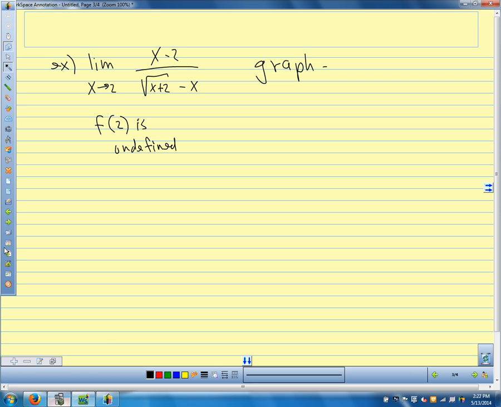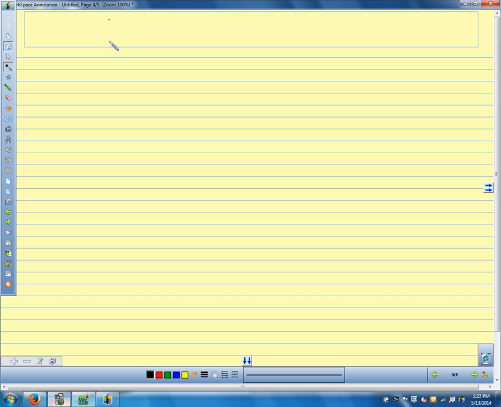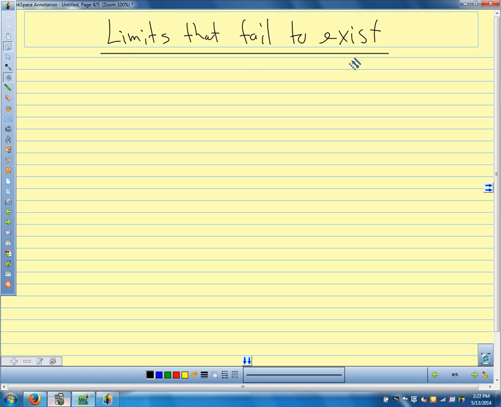We can end up with functions with limits, and we just graphed one actually, limits that fail to exist, limits that do not exist. So there are several cases where our limits do not exist. So we have 3 cases where limits fail to exist. First case is our function approaches different values from the right and left.